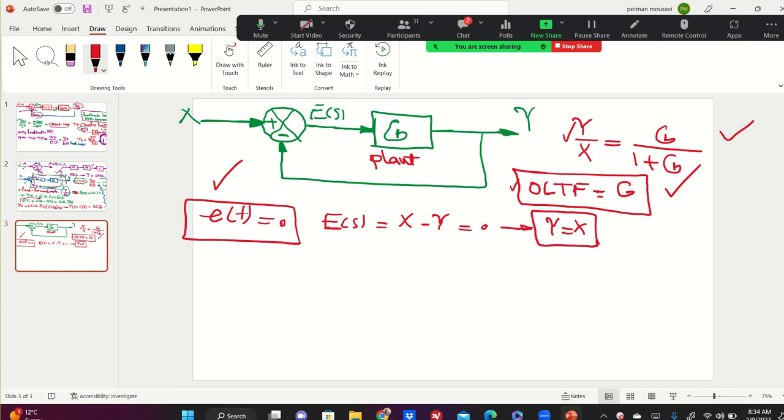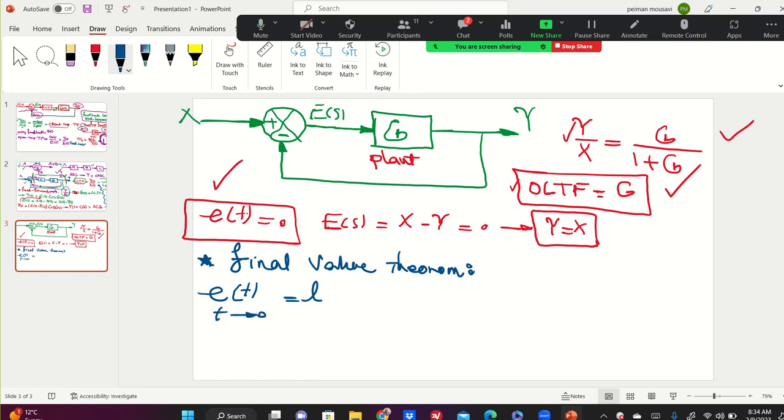So that's why, based on that, I'm going to introduce you to a theory. The name of the theory is the final value theorem. Final value theorem. It says the error signal in the time domain when time goes to infinity is the limit of S times E of S when S goes to 0. See, this is the frequency domain, this is the time domain. At the end of the day, you're going to care about this.